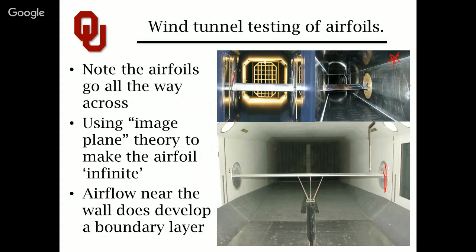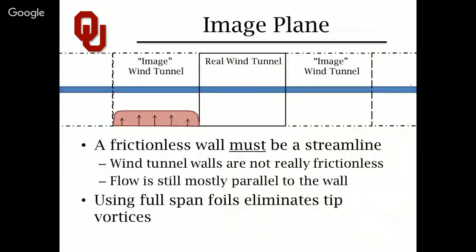So the fact that the walls are present keeps the flow aligned and keeps it mainly two-dimensional. In the aircraft coordinate system, we call that flow predominantly changing in only the X and Z directions. That's what we want. That is the two-dimensional flow we've been talking about with airfoils. This happens because of a theory called image plane theory.